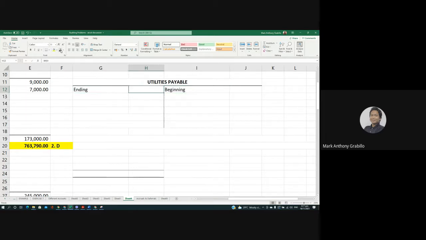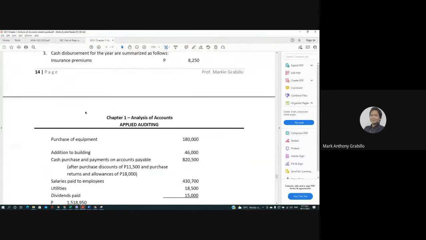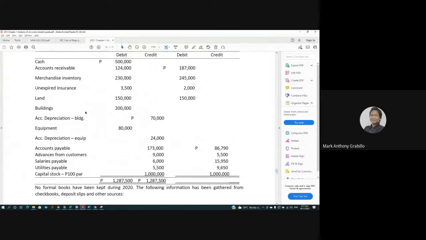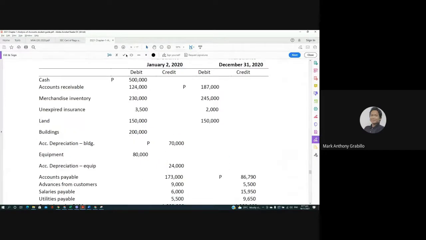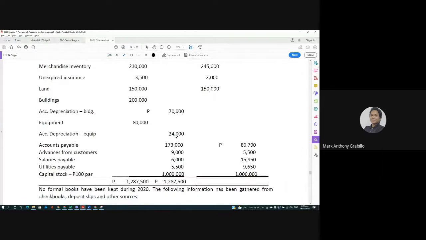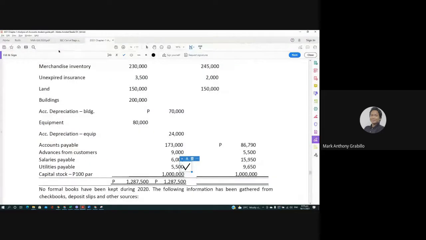Paano lumalaki ang utilities payable? Kapag may expenses. And then, paano siya lumiliit? Kapag merong payment. That's correct. So, applying the data on the given problems, magkano po ang beginning balance ng utilities payable? 5,500. All right. So, lagyan natin. Another tip, nasabi ko na to last time. Kapag nakita ninyo yung amount, lagyan nyo na ng tick mark para hindi kayo malito. So, beginning balance is 5,500 and then ending balance?